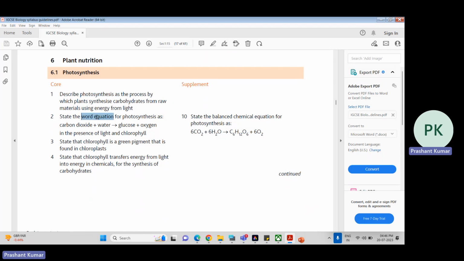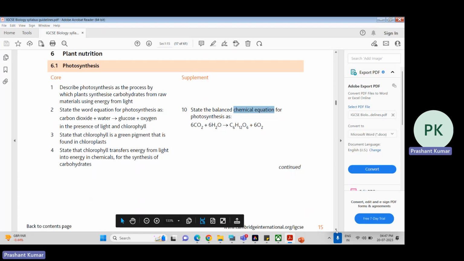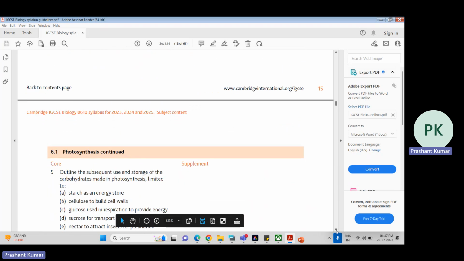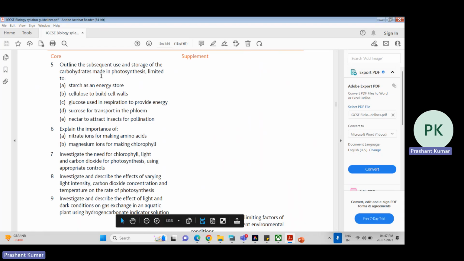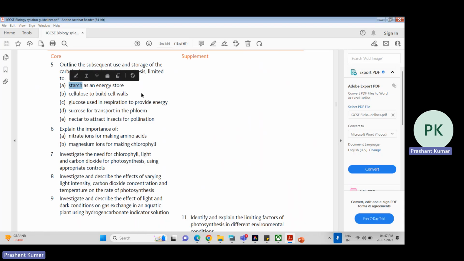We'll see the word equation of photosynthesis as well as the chemical equation, a balanced chemical equation. We'll talk about chlorophyll and how chlorophyll transfers energy from light into the energy in chemicals like carbohydrate. Then this topic deals with storage food material. We'll talk about starch, which acts as an energy storage molecule. We'll talk about cellulose.